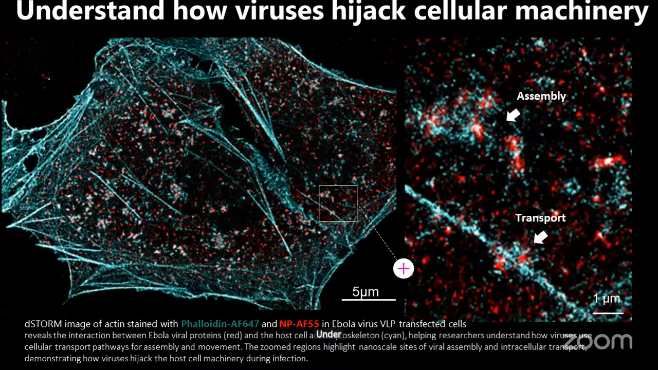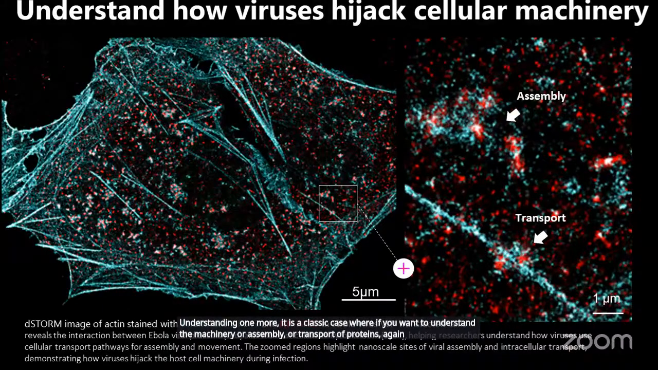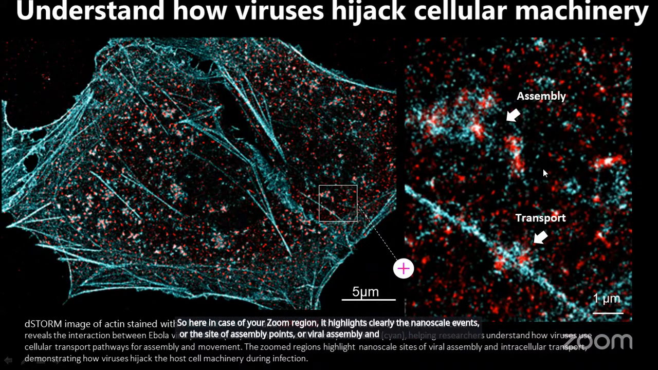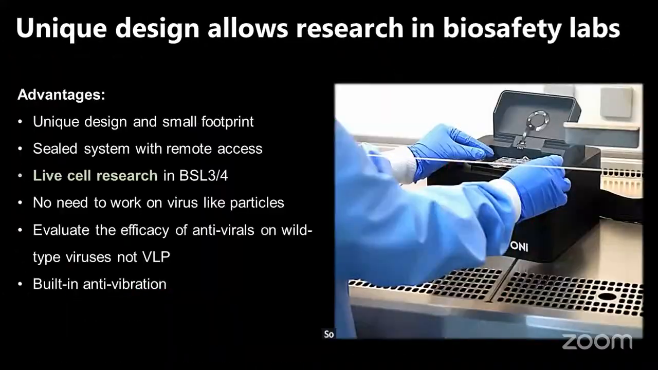So understanding one more, it is a classic case where if you want to understand the machinery or assembly or transport of proteins, again, we have helped to solve this here. So helping researchers to understand how viruses use the cellular and transport pathways for assembly and movements. So here in case of your zoom region, it highlights clearly the nanoscale events or the site of assembly points or viral assembly and intracellular transports. So it demonstrates exactly how virus hijacks the host cell machinery during the infection. So these kind of studies can be used.